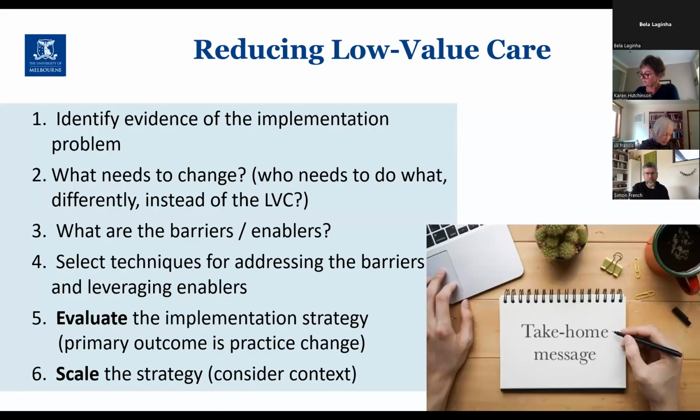So I'm going to stop there. What are some of the take-home messages? We first need to identify evidence of the implementation problem. We need to think about what needs to change, who needs to do what differently instead of the low-value care, and we need to think in that context about what are the priorities of the local administrators and managers in terms of what needs to change.